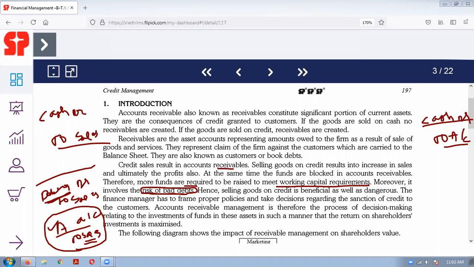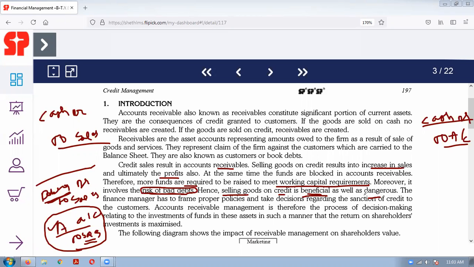Second thing you have to check is the risk of bad debts. So we can say that selling goods on credit is beneficial as well as dangerous. Why is it beneficial? Because if you are giving goods on credit, your sales will increase. Normally people will go to those shops who give credit facility. It is a general tendency. So it will result in an increase in sales, and profits also increase.